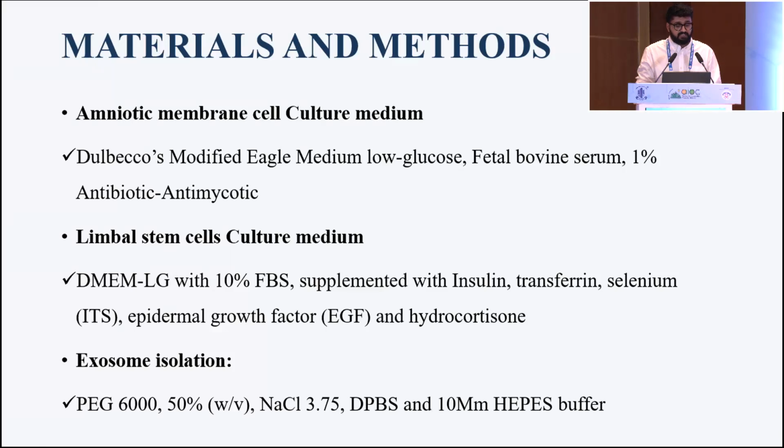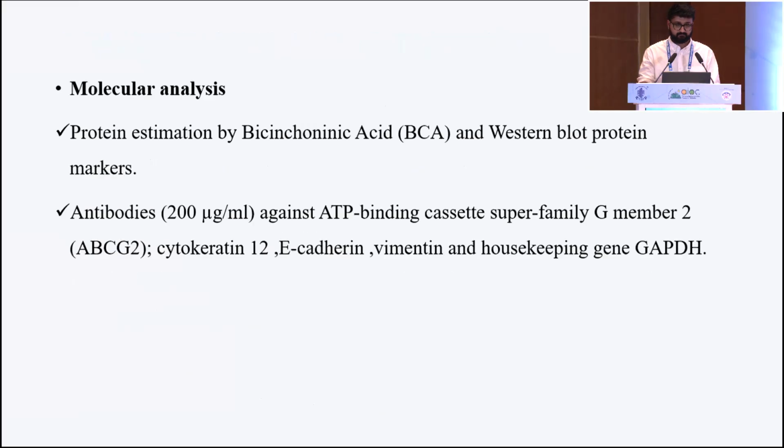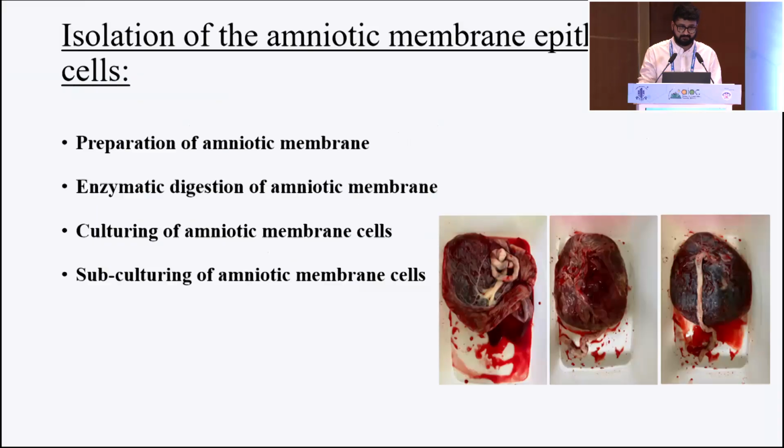For limbal stem cell culture medium, we used the same DMEM medium, coupled with a few growth factors such as insulin, transferrin, selenium, epidermal growth factor, and hydrocortisone. As for exosome isolation, we used polyethylene glycol 6,000 molecular weight, 50% weight by volume, Dulbecco's phosphate buffer solution, and a buffer solution such as HEPES. We did protein estimation by the bicinchoninic acid method and also used Western blot protein markers. For immunocytochemistry, antibodies against ABCG2, cytokeratin 12, E-cadherin, vimentin, and GAPDH markers were used.